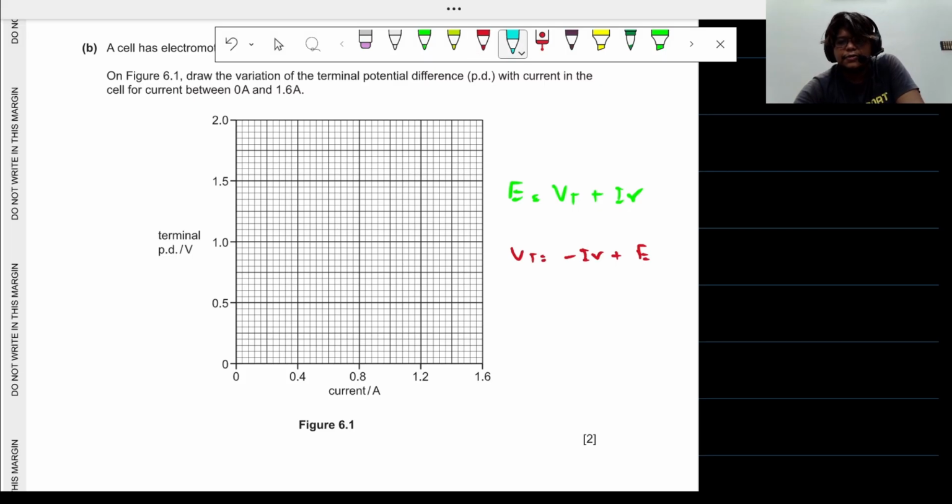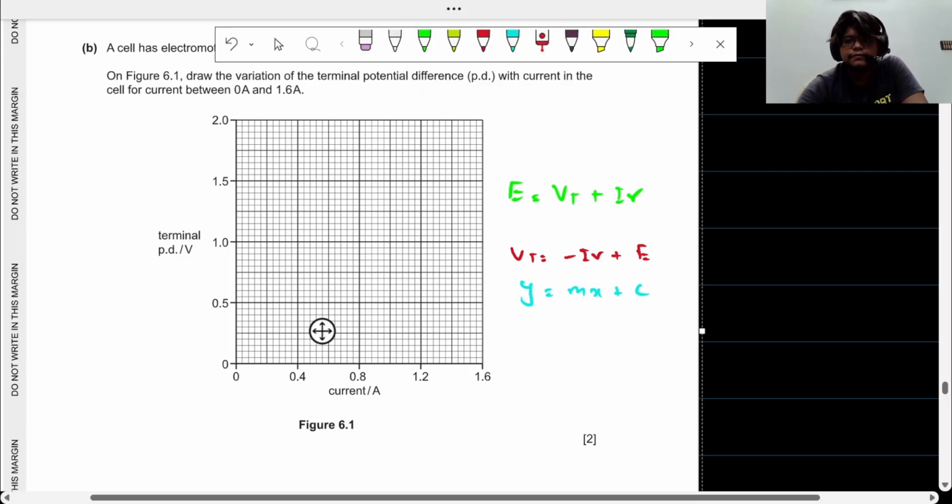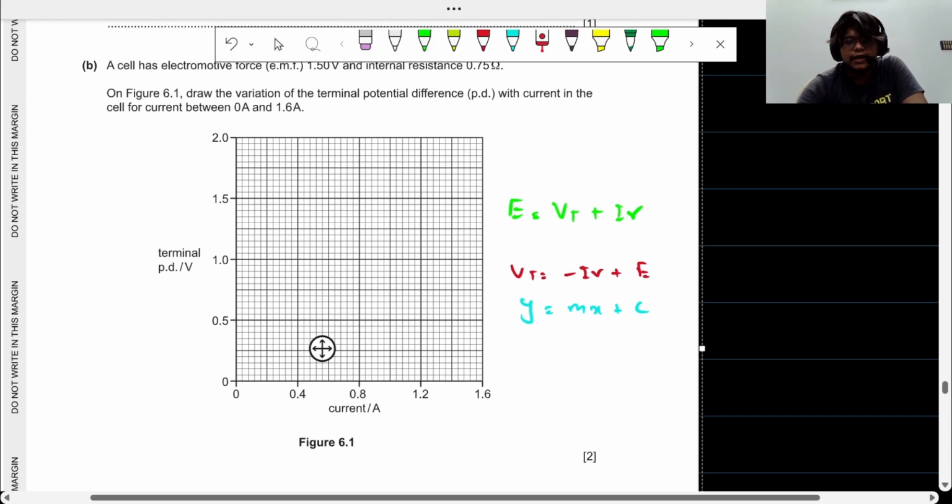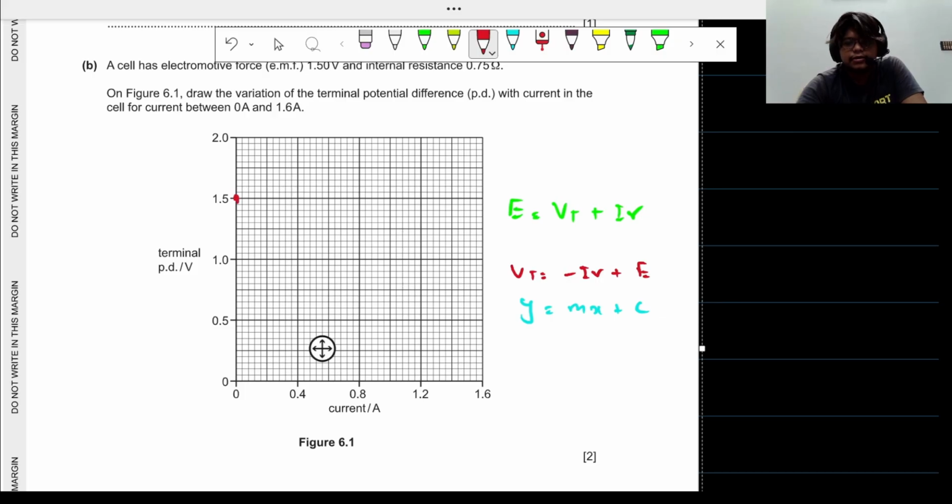So now if you compare it with the equation of a straight line, which is y equals mx plus c, y is your terminal potential difference, x is your current I, minus r is your gradient, and E is your y-intercept. So we have an EMF of 1.5 volts. So at 1.5, this would be my EMF, this is my y-intercept. Now I need another point, right?